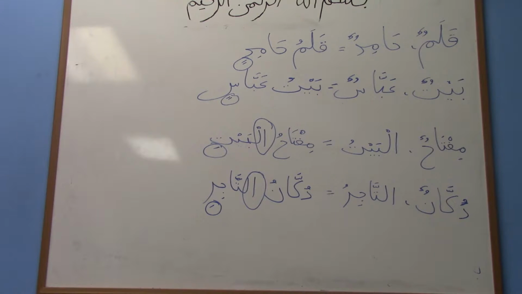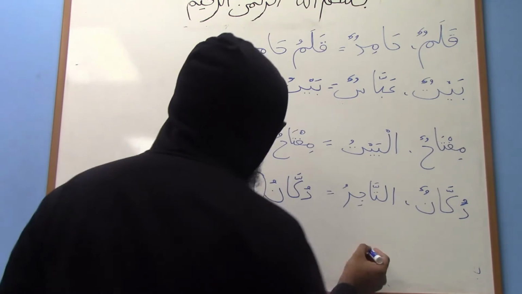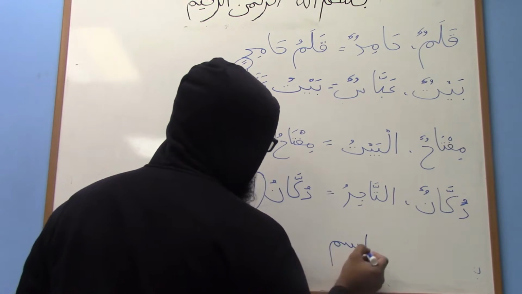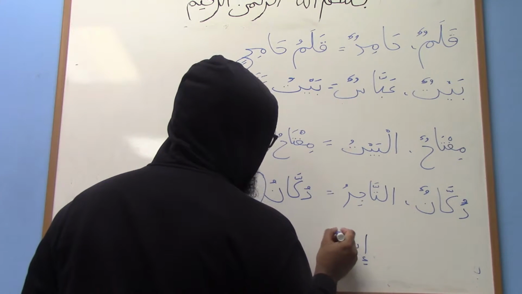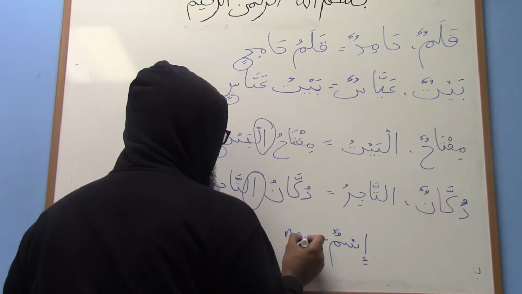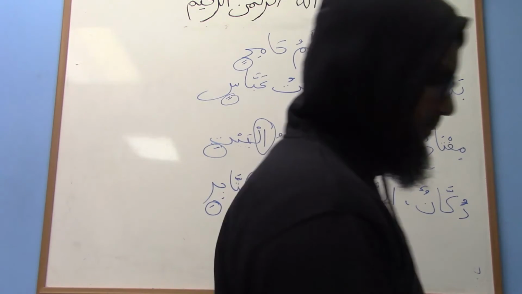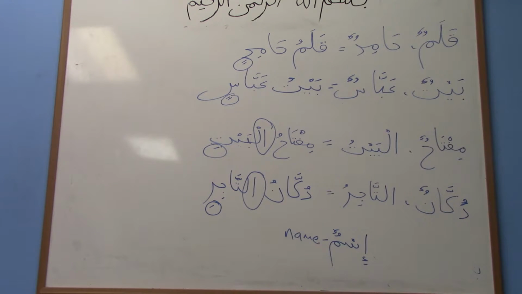Excellent. اسم الولد. Everyone. Good. How do you conjugate? اسم الولد. Perfect. ما معنى اسم الولد? اسم is a new word actually. The name. Good. اسم means name. Okay. So, name of the boy.